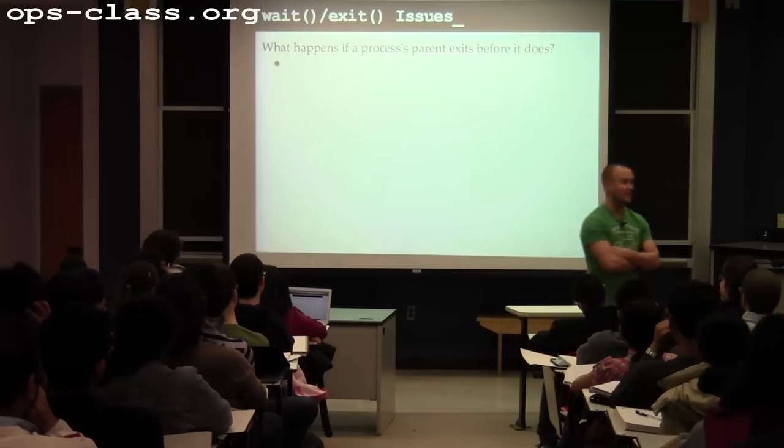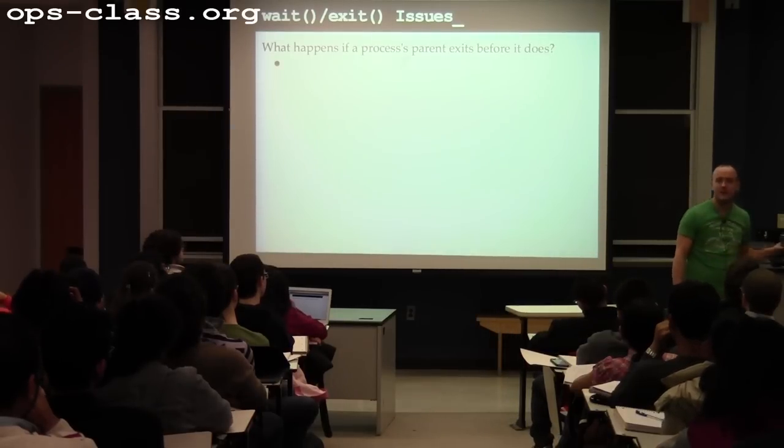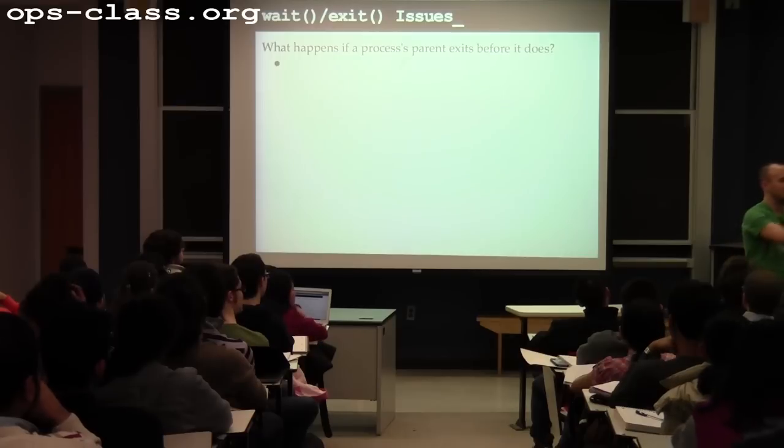So let's say that the parent dies first, which is more normal. What complication does this create?